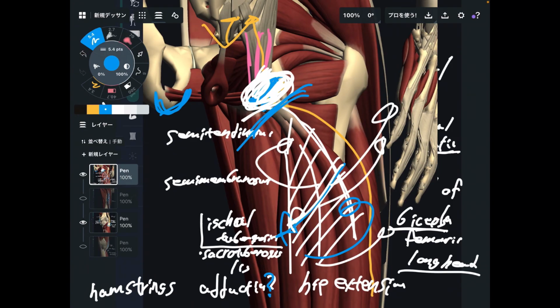Oh my gosh, hamstrings, very important, very complicated, very deep muscle. So I love this muscle. This is just a freaking important muscle. In today's video, I explained basic anatomy and function of hamstrings.